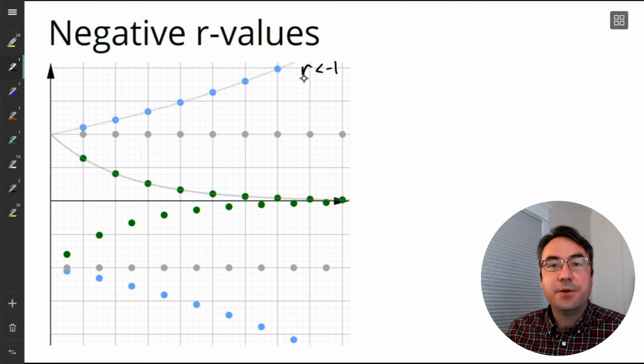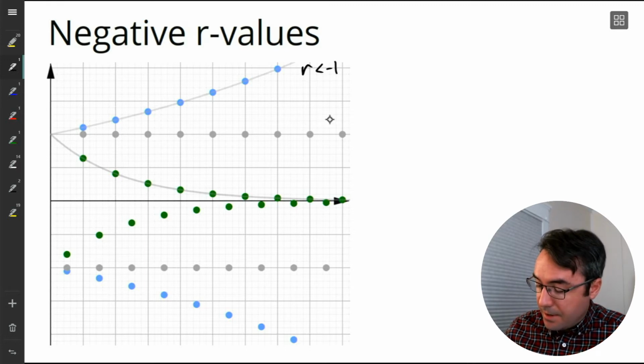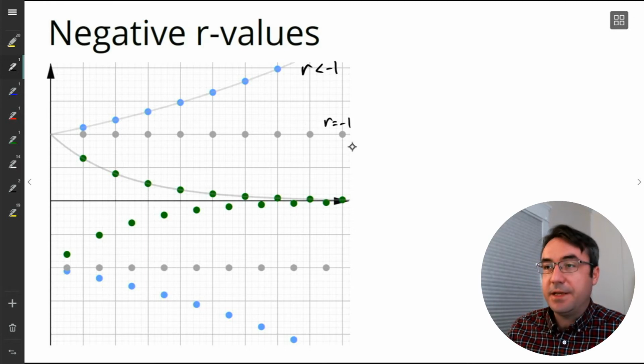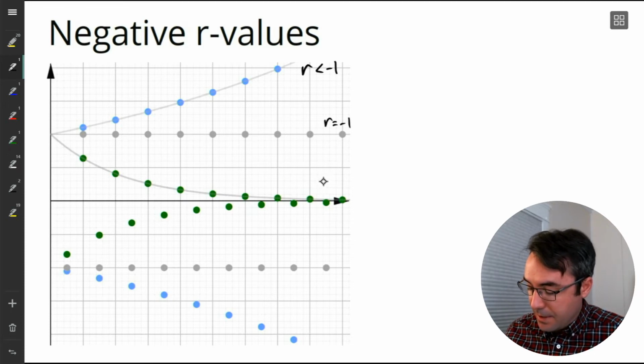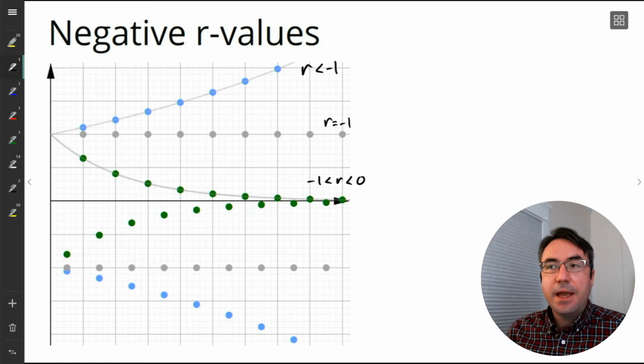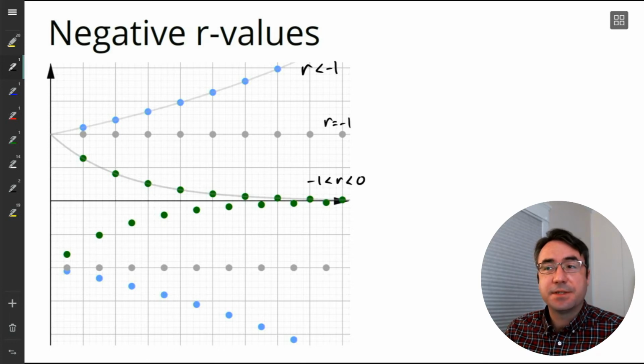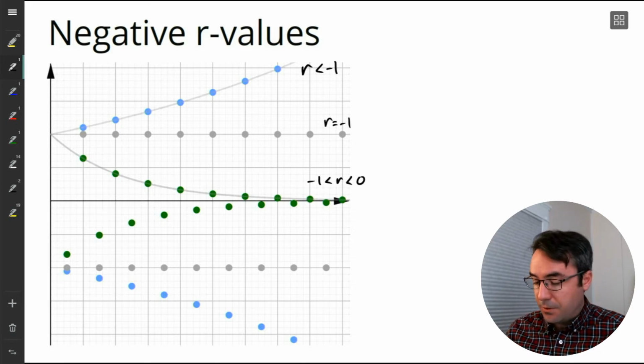So the r value is less than -1. Then we have when r is exactly equal to -1, and then we have the case where r is between -1 and 0. Let's look at what happens to each of these 3 different cases. But notice, in all of these cases, r is a negative value.